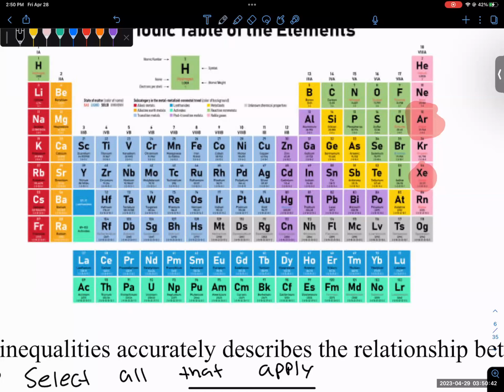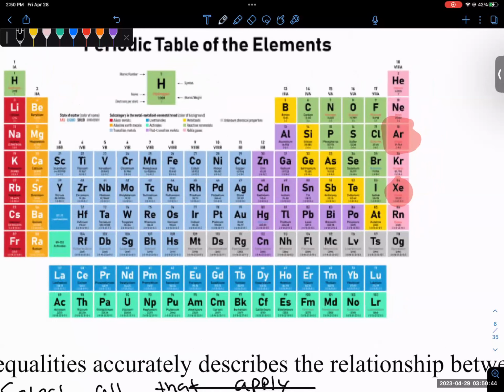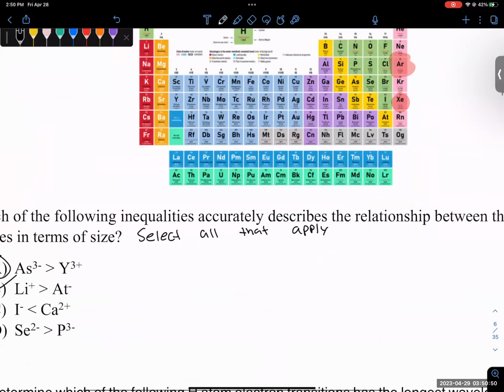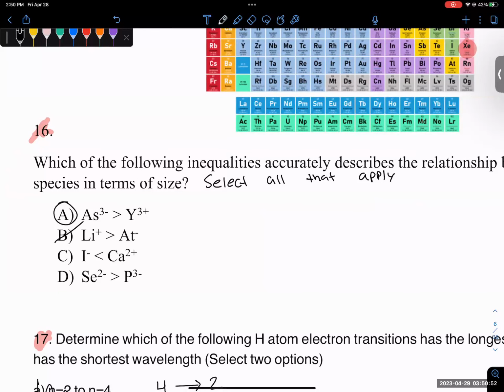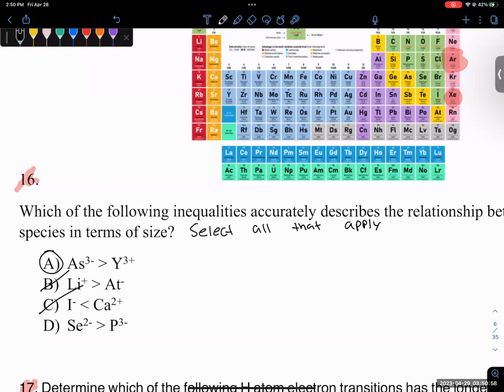Which one's going to be bigger? Iodide, right? Because it has xenon configuration. Therefore, we should expect I minus to be bigger than Ca2 plus, but that's not what this says. So that's wrong.